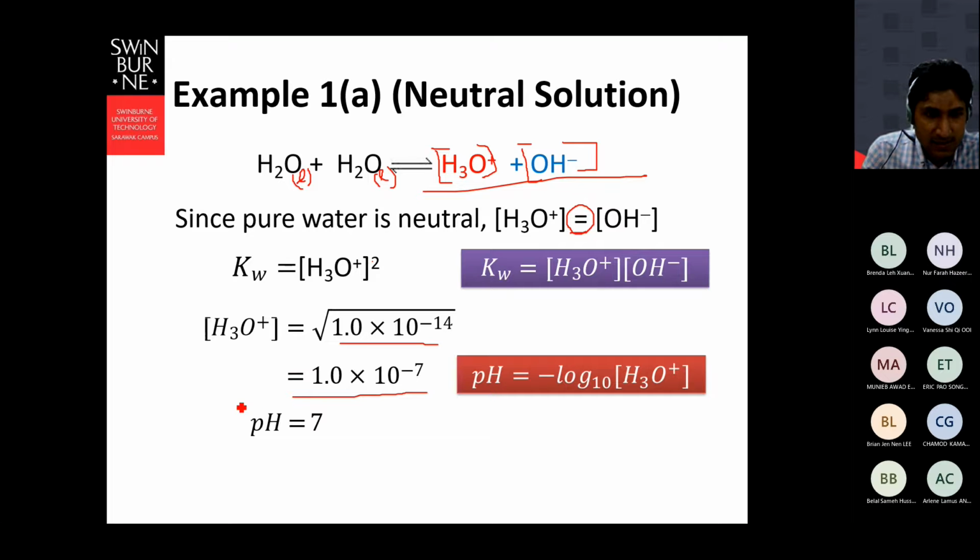So pH is the negative log of this value, 10 to the negative 7. pH is the negative logarithm of that value, and this is how we find that pH is 7. So this is a proof that at 25 degrees centigrade, pH is 7, the neutral pH is 7. And that is why it is neutral.